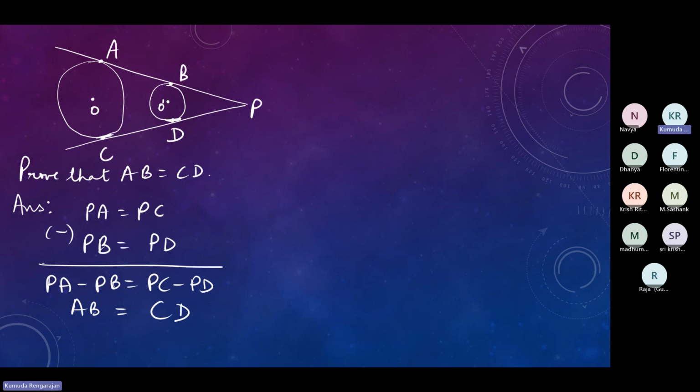So P is an external point to both the circles. PA, PC are tangents from P to the bigger circle. PB, PD are tangents to the small circle. So PA is equal to PC. PB is equal to PD. So on subtracting, we have AB equals CD.